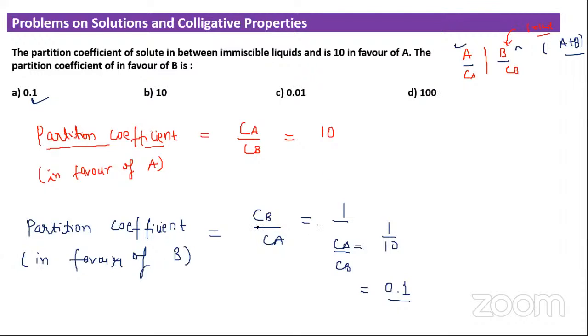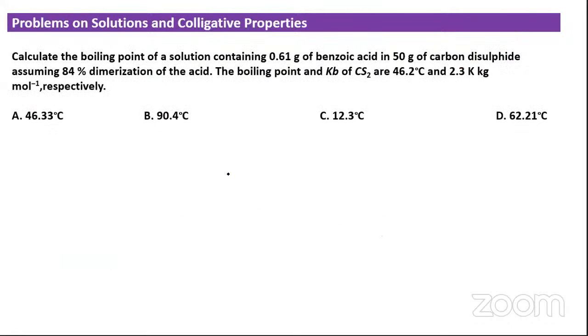So let's move on to the next one quickly. So this question is given that you have to calculate the boiling point of a solution containing 0.61 gram of benzoic acid in 50 grams of carbon disulfide, assuming 84% dimerization. So here degree of association will be considered, क्योंकि dimer formation हो रहा है. The boiling point and Kb value are given, and you have to find the boiling point of the solution.